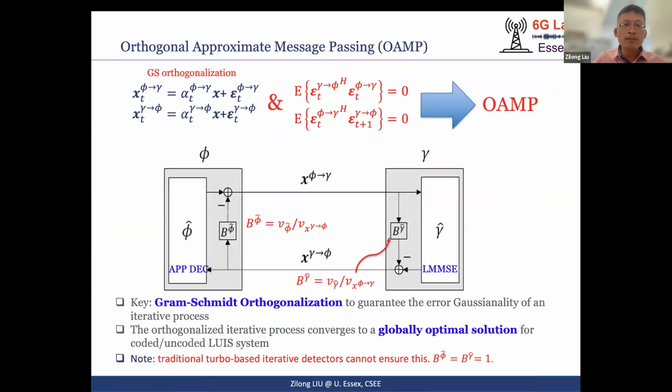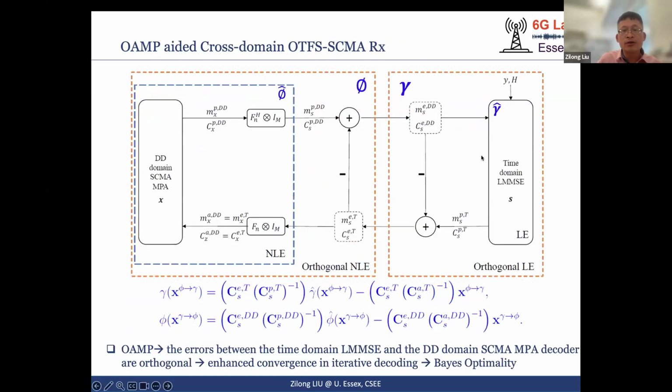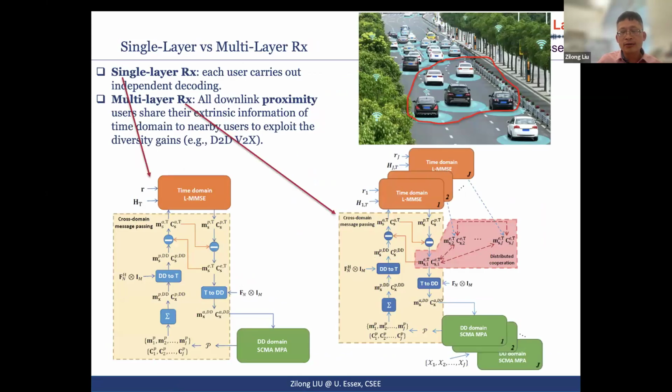We were motivated by such a paper to look into a new kind of message passing called OMP. We don't have time to go into the details of OMP, but the major message is that by using OMP, we are able to achieve better iterative decoding performance because we are able to converge to a globally optimal solution. Okay, and here is the system structure for our proposed OMP-aided cross-domain OTFS SMA receiver. At the same time, we consider a vehicular scenario where many cars are driving in the same direction.